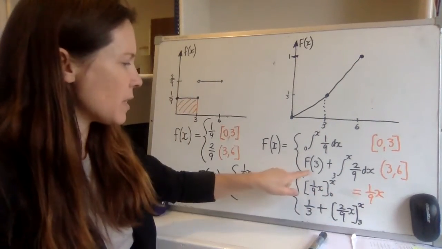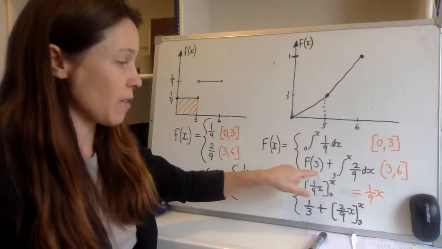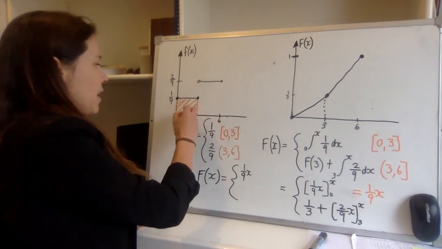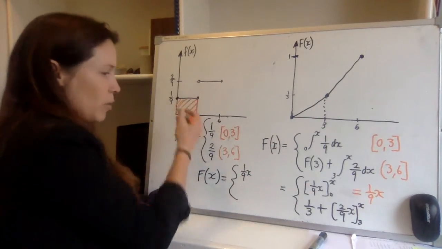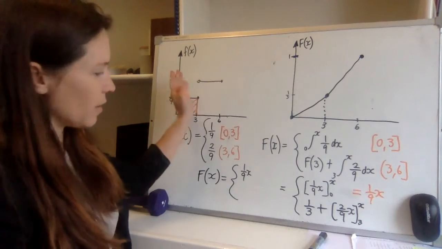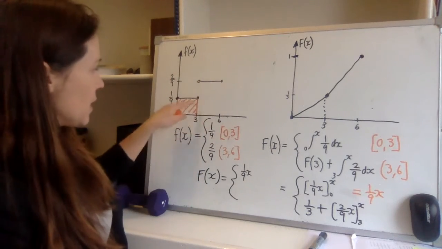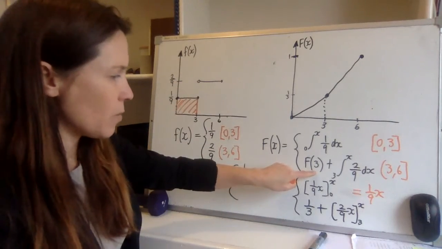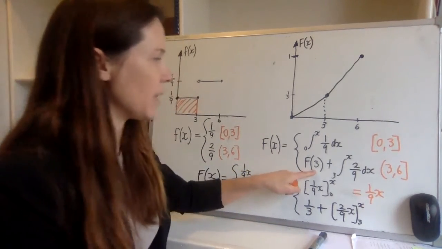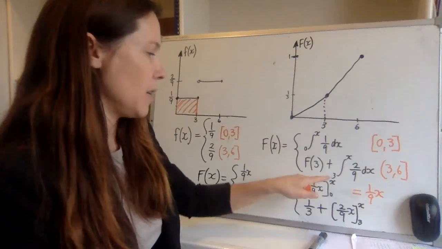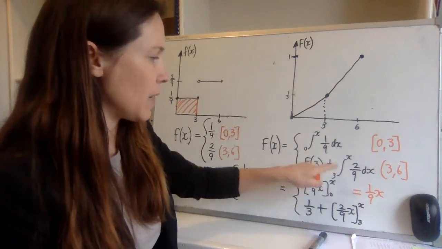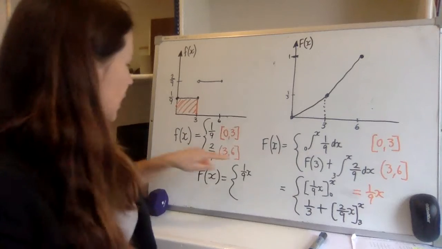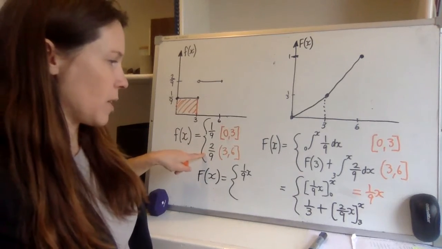And that's why we need to say, well, what is the big F of 3? In other words, what is the accumulated area under the curve up to that point? Because if we're looking at the formula for how this part changes, we need to take that into account and add that on. So we start with that. Then we say, let's look at the formula for this part. So our lower bound will be the 3. Our upper bound is movable because we want to be able to change it. And we integrate 2/9 with respect to x.